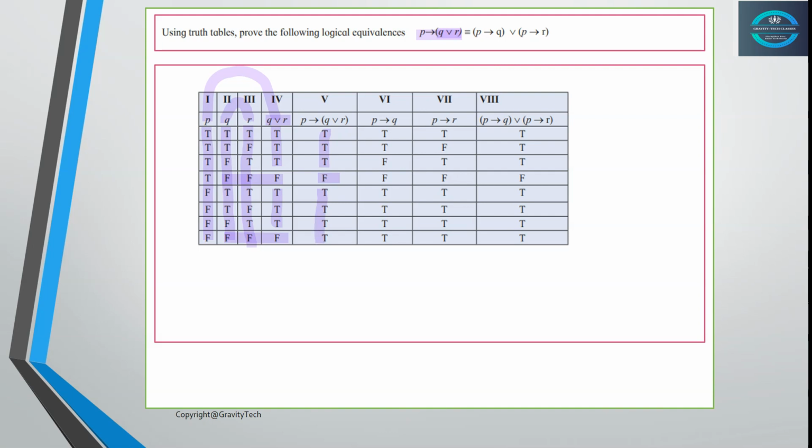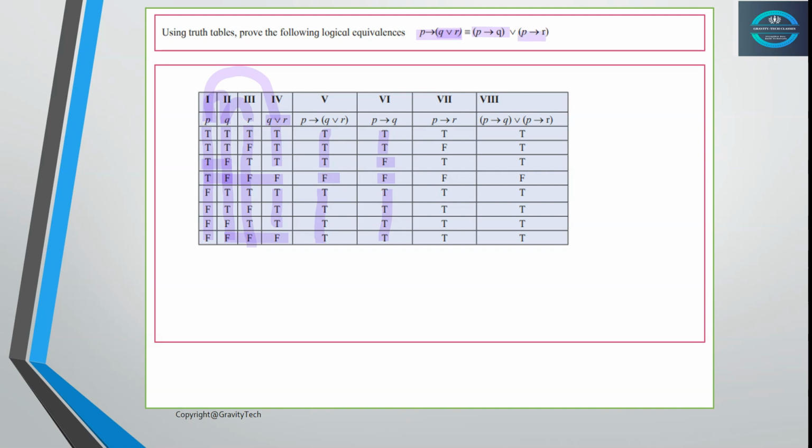Now let's concentrate on this. We need P implies Q first. So what does P implies Q mean? Again, TF gives F, right? Where is a TF? Here is a TF, so this will be F. Is there anywhere else TF? Yes, this is a TF, so this will also be F. And there is nowhere else TF, so all the rest will be T. Okay, that is P implies Q.